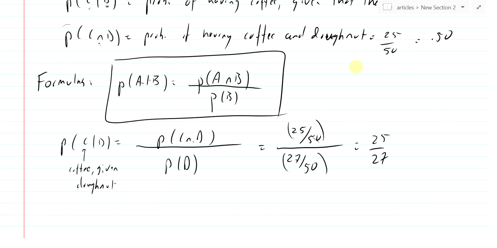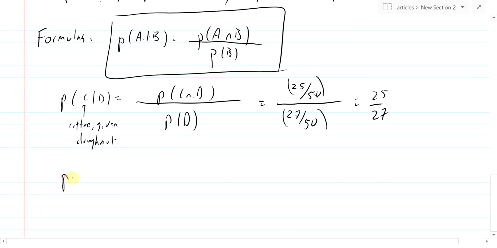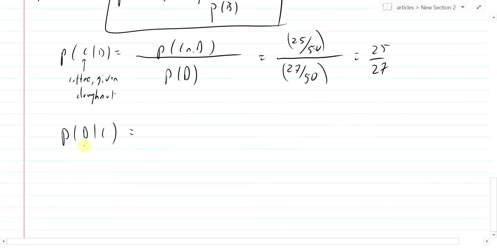So that's the formula for conditional probability. The probability of A given B is the probability of A intersection B divided by the probability of B. That's the probability of coffee given donut. What's the probability of D given C equal to? Well, this is the probability that someone has a donut, given that they have coffee.